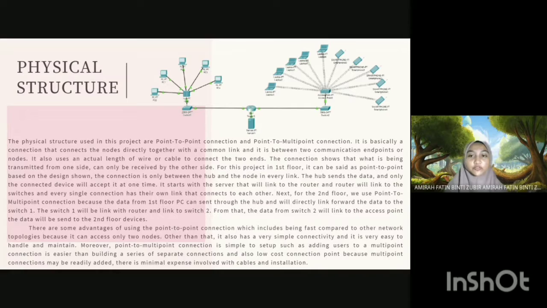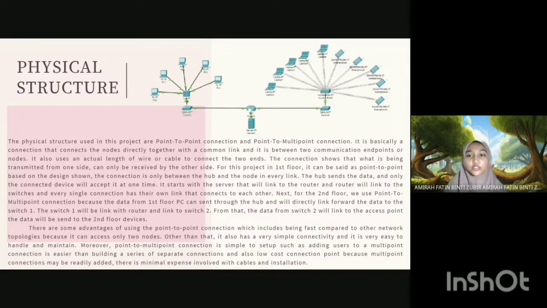For the first floor, it can be set as point-to-point based on the design shown. The connection is only between the hub and the node in every link. The hub sends the data and the only connected device will accept it at one time. It starts with the server that will link to the router, and the router will link to the switch, and every single connection has its own link that connects to each other.